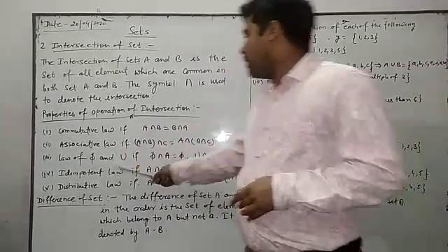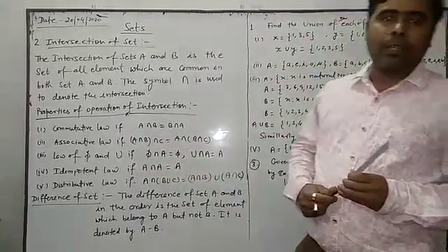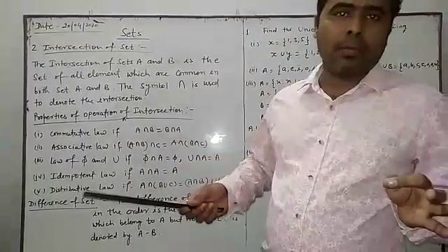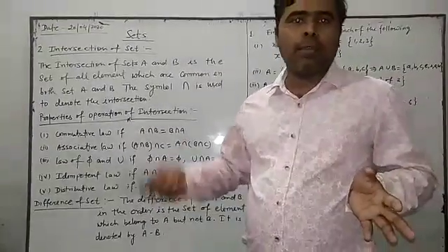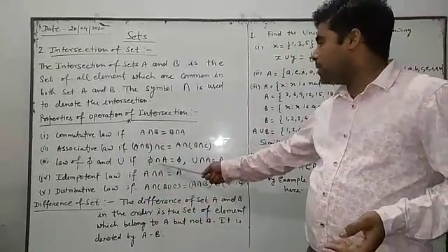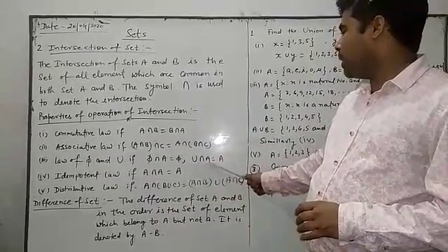Now law of phi and intersection: phi intersection A is equal to phi. It means phi has no element and A has some elements. Suppose there is no element in one set and some elements in the other, then no element will be common. That's why phi intersection A is equal to phi. Universal set intersection A is equal to A.